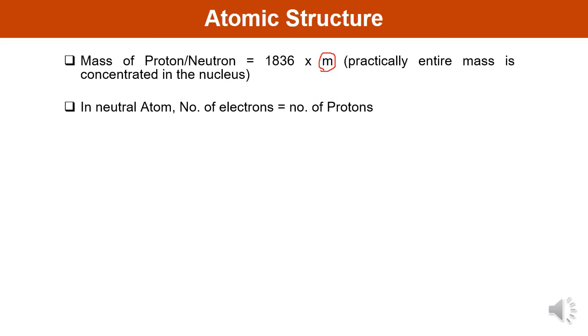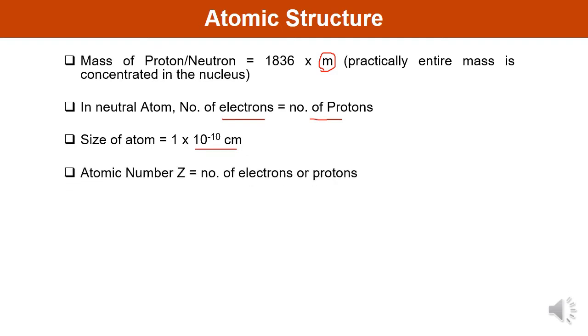In neutral atom, as I have told you, the number of electrons is equal to the number of protons, and size of an atom is of the order of 10 raised to the power minus 10 centimeter. What is atomic number Z? Atomic number Z refers to the number of electrons or protons.